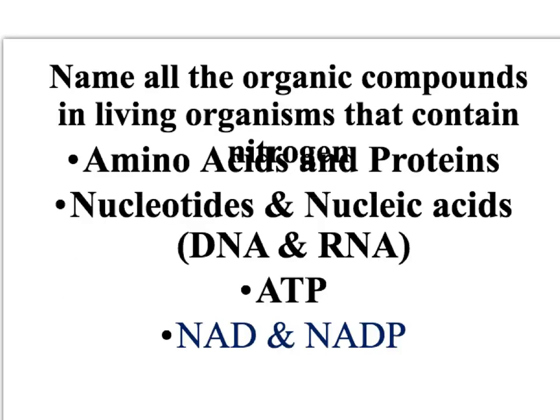So here are some examples of why we're talking about the nitrogen cycle. Nitrogen is part of amino acids, and as a result proteins. It's part of nucleotides, as a result nucleic acids like DNA and RNA. It's a component of ATP, and it's also needed for two molecules, NAD and NADP. So NAD for respiration, NADP for photosynthesis. So incredibly important element. Without it, we couldn't survive.